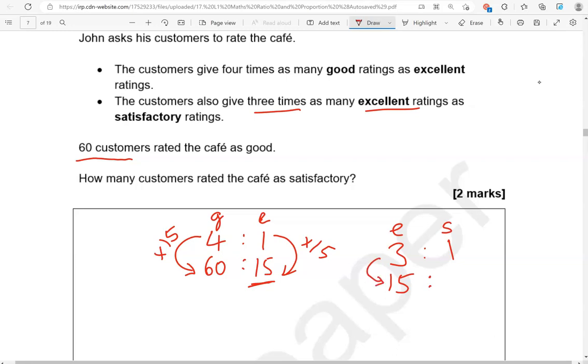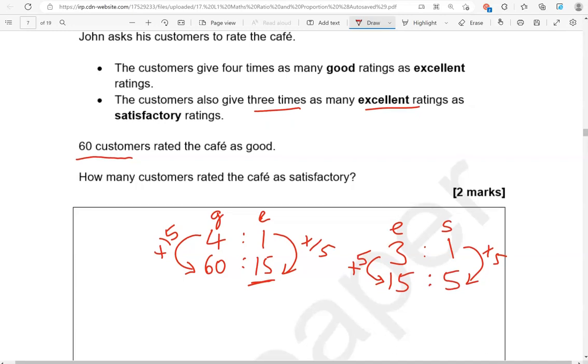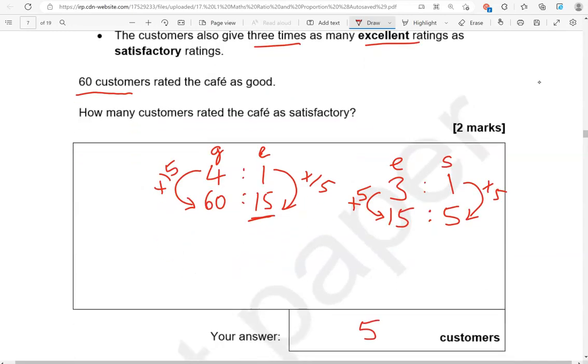How do you get from 3 to 15? We multiply by 5. So we do the same here. 1 times 5 is 5. So the number of satisfactory ratings is 5.